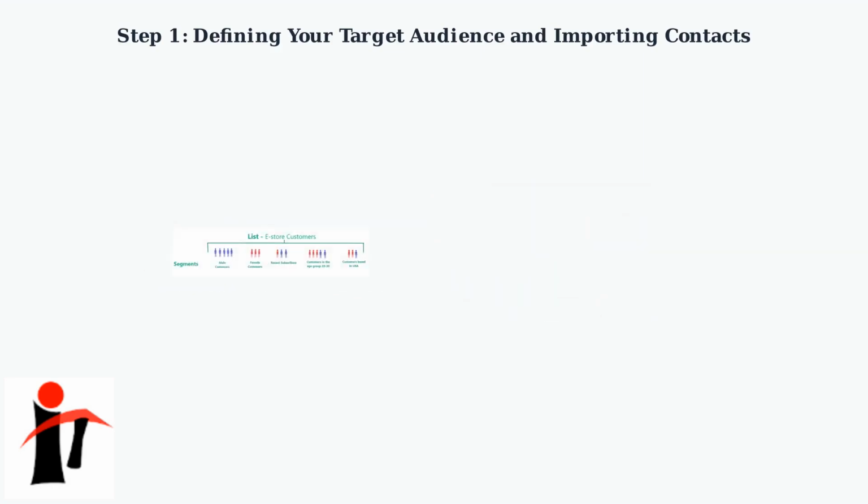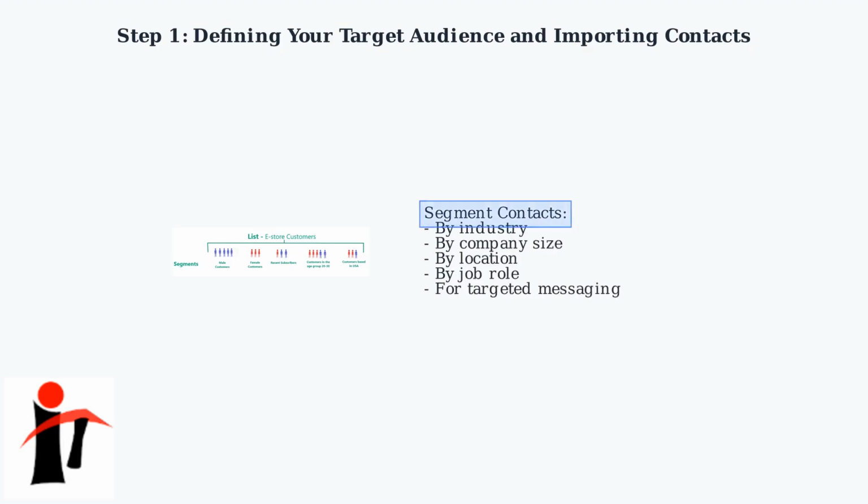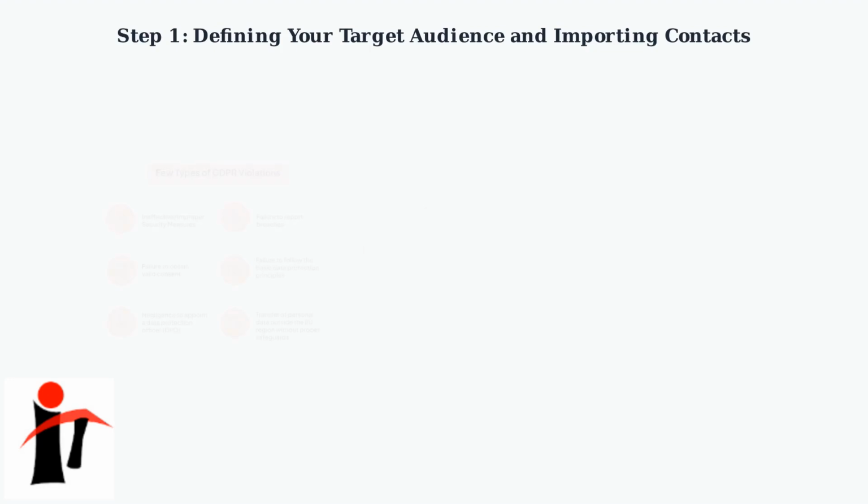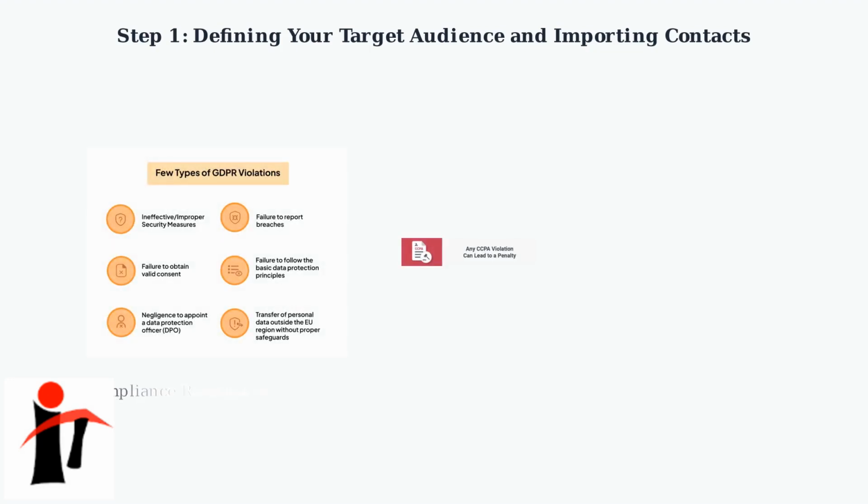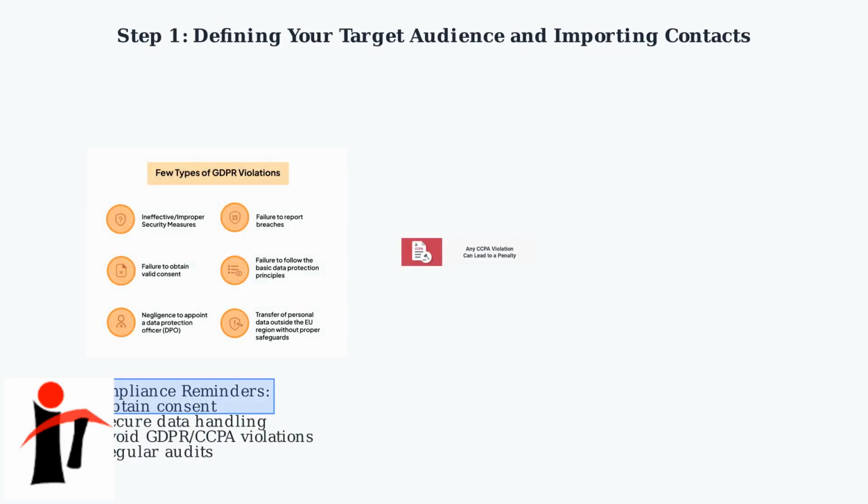To ensure targeted messaging, segment your contact lists based on criteria from your ICP. This allows you to send personalized sequences to different groups, improving engagement and response rates. When importing and segmenting data, always ensure compliance with privacy regulations like GDPR and CCPA 2.0. Avoid violations such as improper data collection or failure to obtain consent, as these can result in significant penalties.